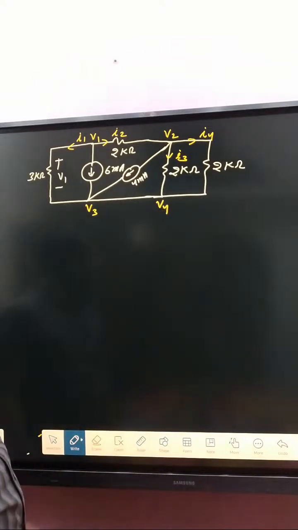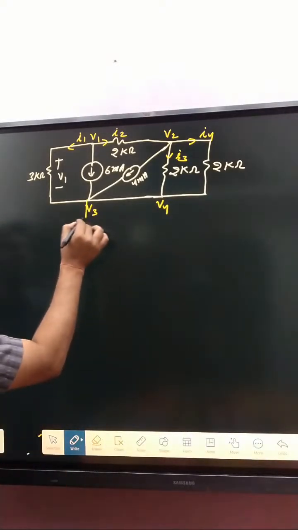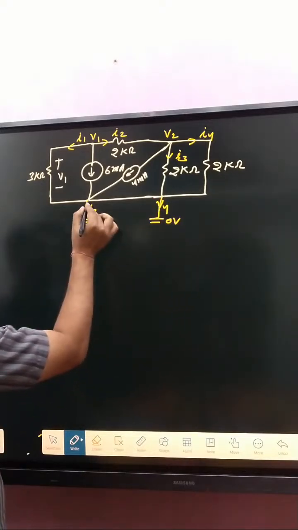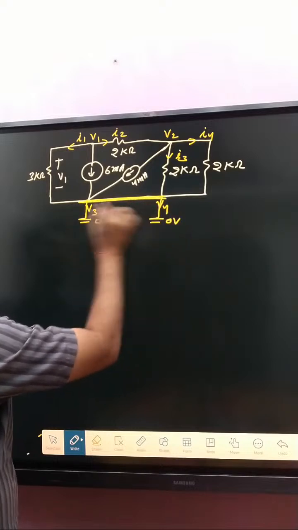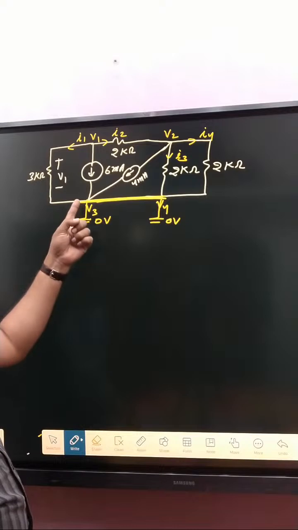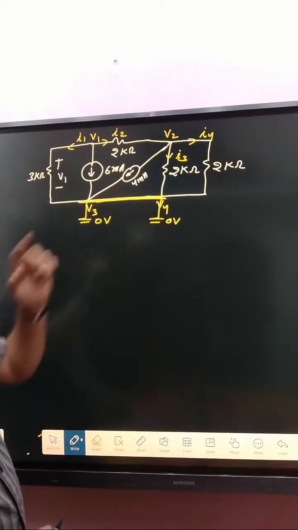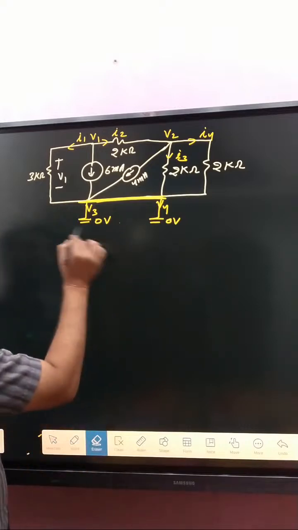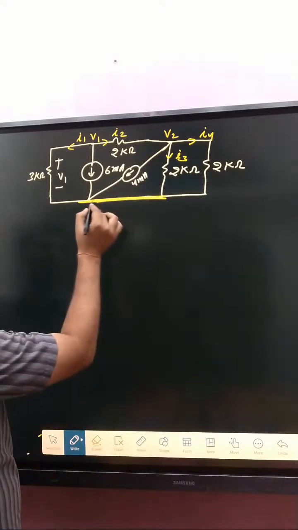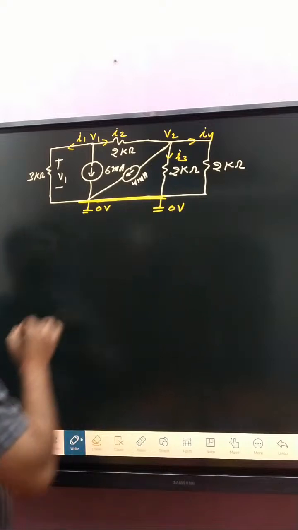Next step, take a reference node. If this one is taken as the reference node, that is zero voltage, then the other is also zero voltage. Why? Because no source is connected between these two terminals, no voltage source, no resistance. So the voltages at those points are the same. It means if this one is zero, that is also zero. You can remove this connection and simply write that one is 0 volt and that one is 0 volt. Is it clear or not?